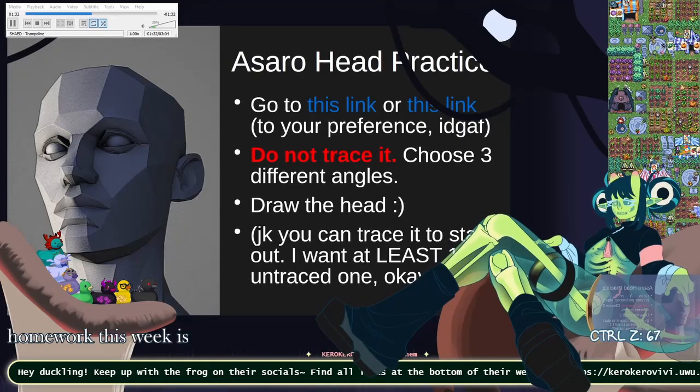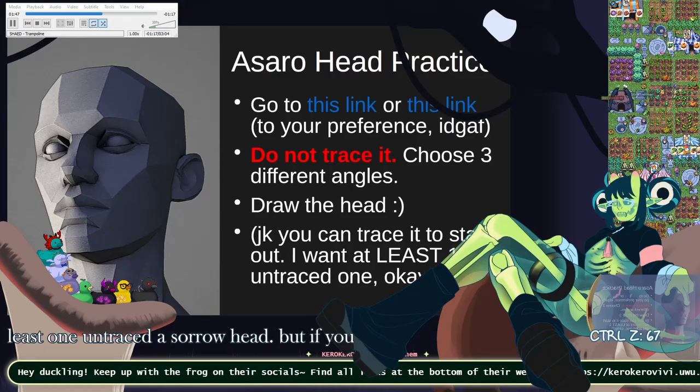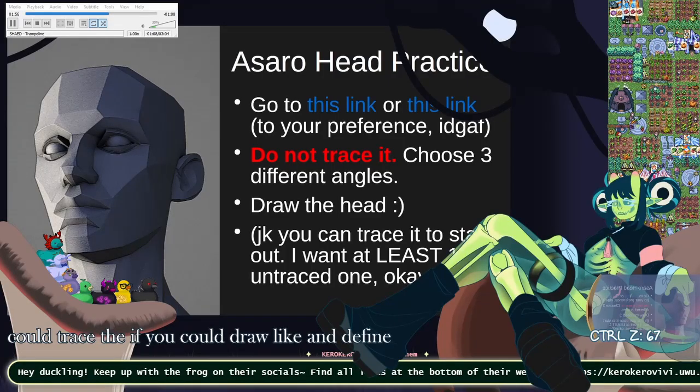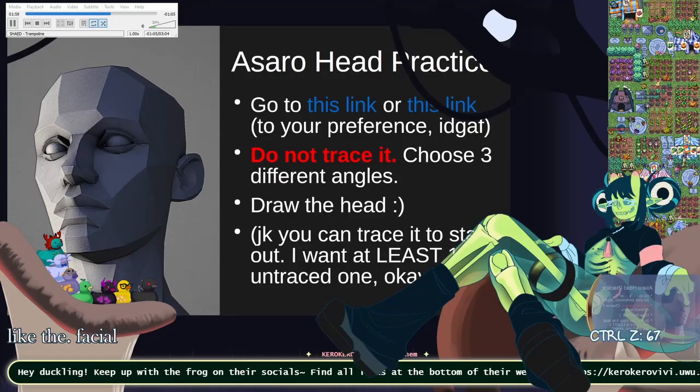Anyways, here's your homework for the week. Your homework this week is to draw an Asaro head, three Asaro heads. I would like you not to trace them. It's okay if you do trace them. I would like at least one untraced Asaro head, but if you feel the need to trace them first to study them, that would be fine. If you could draw and define the facial planes, that would be nice. If you want to go the extra mile, start drawing facial features on them, that's also cool. But I really just want you to start practicing drawing facial planes and what stands out to you about this Asaro head. Okay?